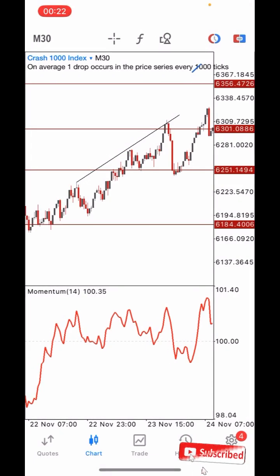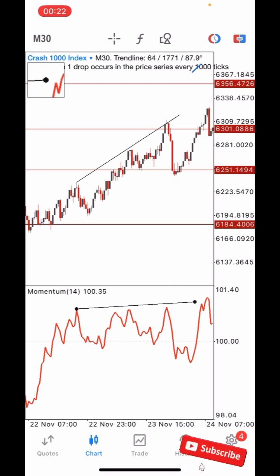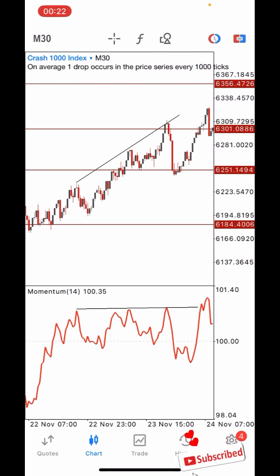Okay, now on the chart, we have an uptrend here, but look at the indicator. This is not an uptrend. This is a straight market.